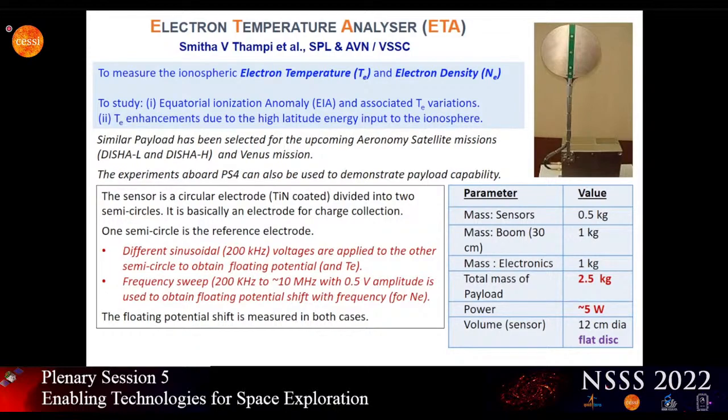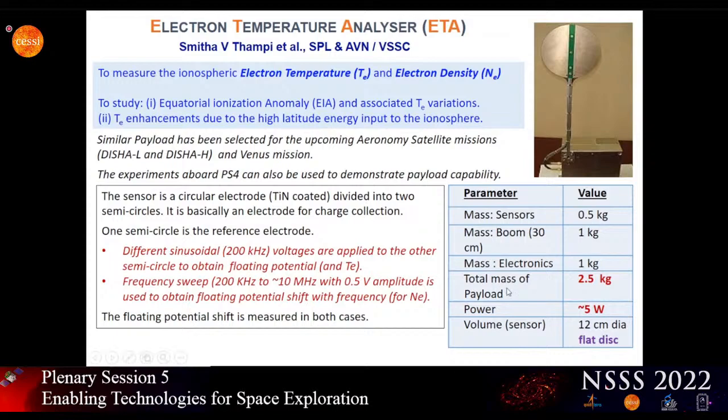No problem. So basically, the way it is going to work is a sinusoidal voltage is going to be applied with varying voltage levels, and the floating potential will be measured. That is to estimate TE, that is the electron temperature. The second is the frequency will be swept from around 200 kilohertz to 1 megahertz, but then the amplitude will be kept at 0.5 volt to obtain the floating potential shift with the frequency, that is to derive the number concentration of electron density.